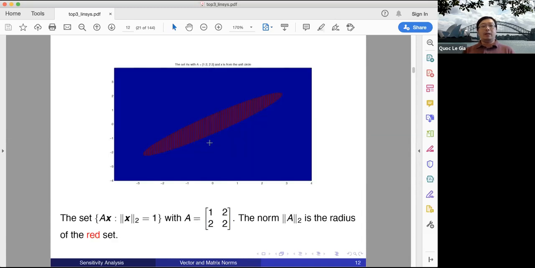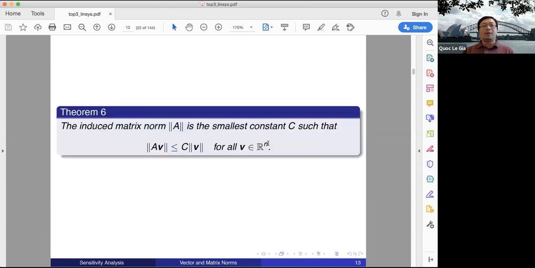So this is the example. Suppose I take the matrix 1, 2, 2, 2. Then I plot the image, and I get the oval shape here, rotated to the right. Then the radius of the red set is just the norm of the matrix A. This norm is the 2 norm. Okay, so now what is the consequence of the definition?